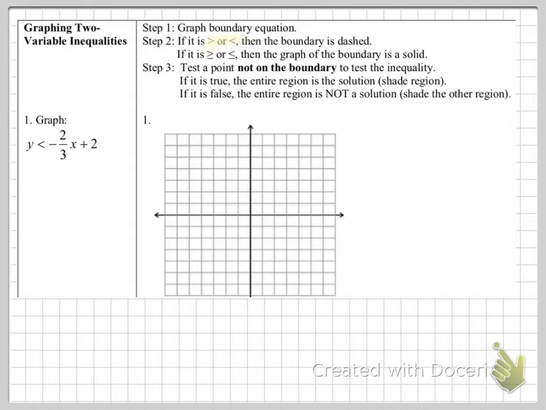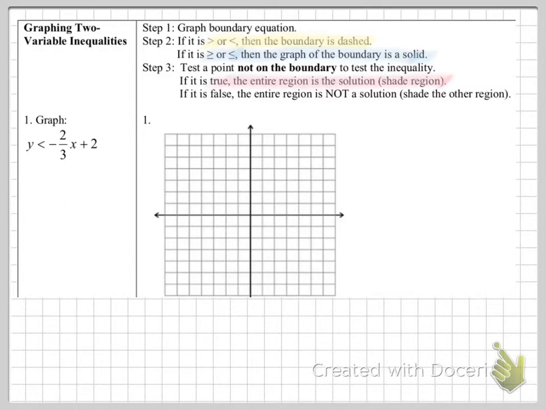On a two-dimensional plane, the boundary is dashed. So dashed is basically the same idea as hollow. If it does have the equal to bar, then you just graph it as a solid line like you would normally. Then you're going to test a point that's not on it and see if it's true or false, and we only shade the true regions. Make sure you shade the true. Do not shade the false.